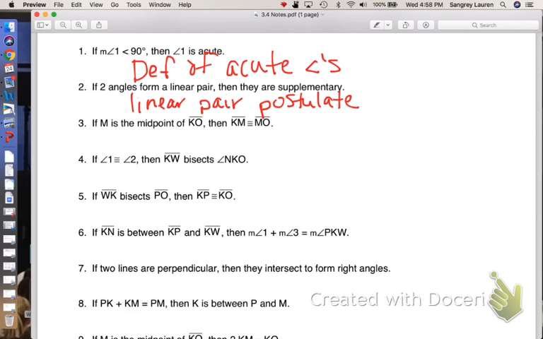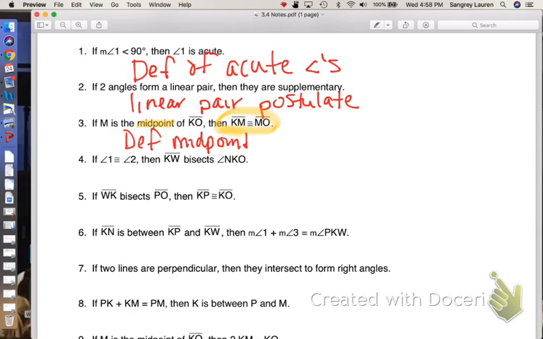Number three, if M is the midpoint of KO, then KM is congruent to MO. Well, the definition of midpoint is what tells us that it's a point in the middle creating two congruent segments. So whenever you see two congruent segments with a midpoint, that's going to be your definition of midpoint.